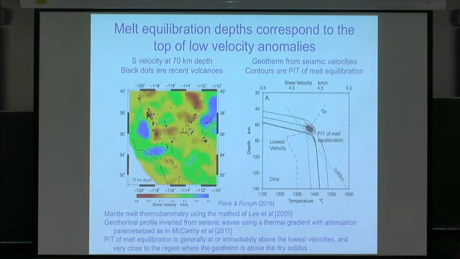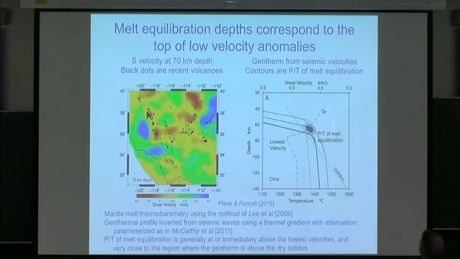And so there's a correspondence between the low seismic velocities at 70 kilometers deep and where we see recent volcanism within the last million years in the western U.S. So they did a joint study looking at the thermobarometry of those magmas and the temperature structure as inferred from seismology. And so that's where this figure comes from.